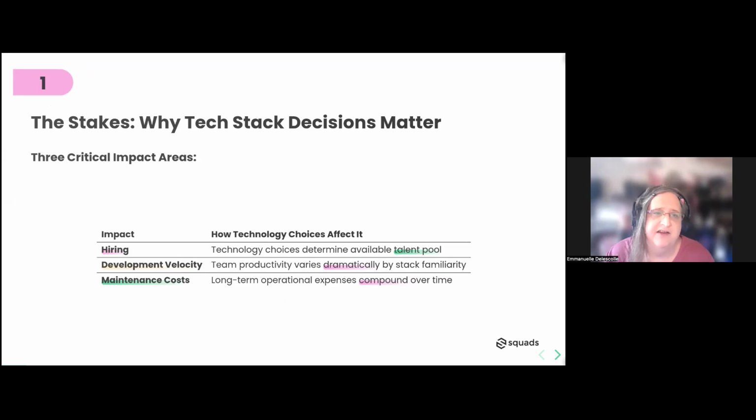And finally, there is the maintenance cost. The long-term operation of your project. Is it going to need 5 people, 10 people? Are you paying licenses? Do you need 10 servers to run your project? Things like that.